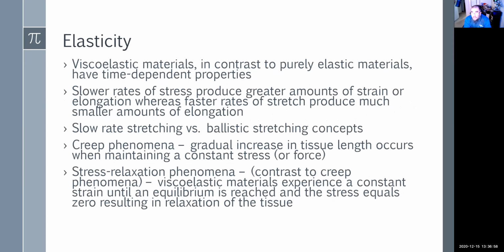Viscoelastic materials, in contrast to purely elastic materials, have time-dependent properties. Slower rates of stress produce greater amounts of strain or elongation, whereas faster rates of stress produce much smaller elongation. What does this mean? When we're talking about the human body, it's the difference between slow rate or low and slow stretching versus ballistic stretching, right?